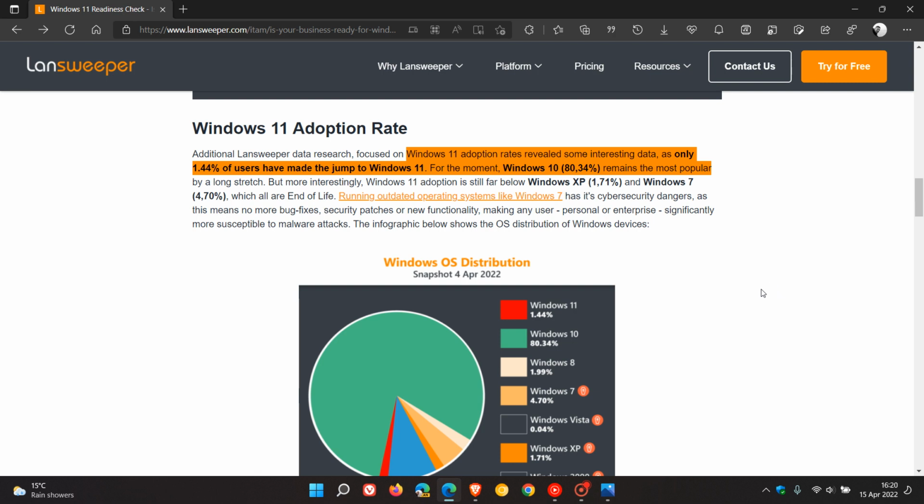But nonetheless, I just thought this would make an interesting video, as Windows 11, according to Lansweeper, is only installed on 1.44% of PCs worldwide.